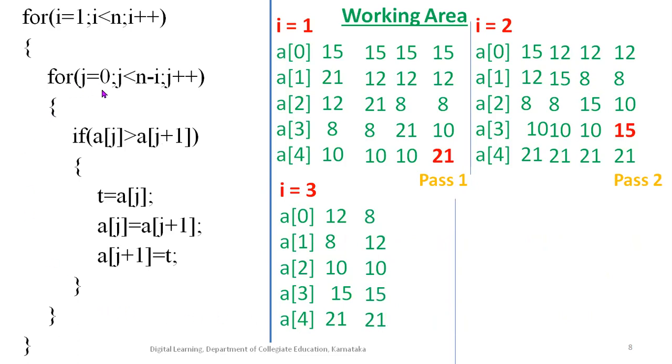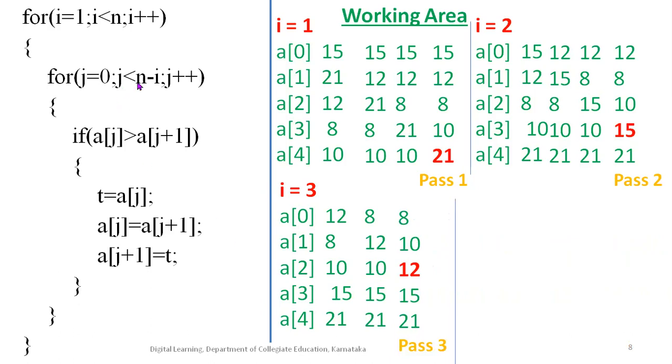So next again j changes to 1. When j is 1, we enter inside the j loop and we have the statement a of j greater than a of j plus 1. That is a of 1 and a of 2 is being compared. That is 12 and 10. Is 12 greater than 10? Again it is true. So these two elements have to be swapped. So after swapping, you can see that the list has appeared as 8, 10, 12, 15 and 21.